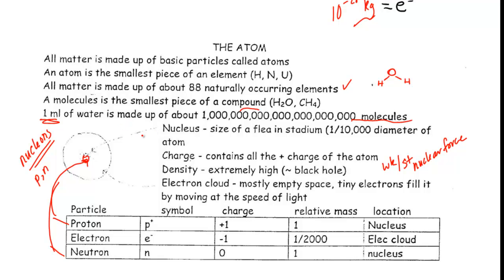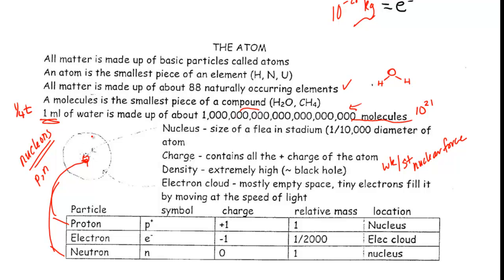To get an idea of how small an atom might be, if you have 1 milliliter of water, which is less than a teaspoon, about 1/4 of a teaspoon of water, it is made up of about this many water molecules. And that's really too big of a number to talk about. 3, 6, 9, 12, 15, 18, 21. That's like 10 to the 21st molecules.